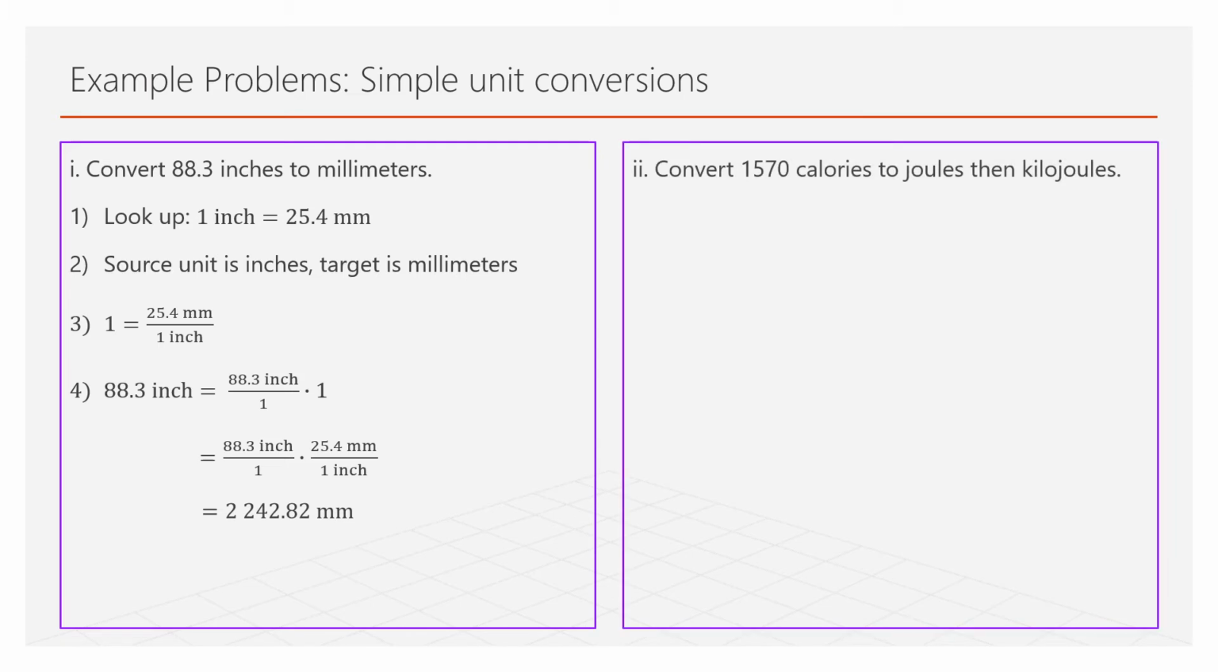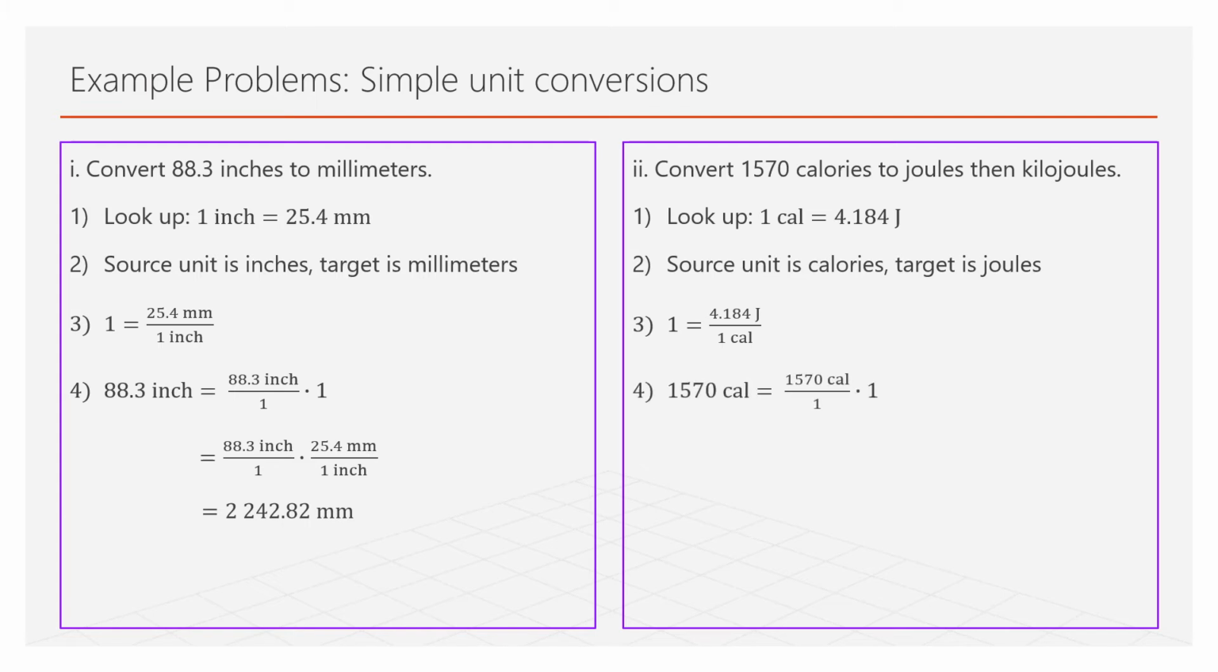The second example, convert 1,570 calories to joules and then kilojoules. So first we have to look up the equivalence relationship. That is that 1 calorie is equal to 4.184 joules. We then identify that the source unit is calories and the target unit is joules. We can then take the equivalence relationship and divide both sides by 1 calorie. And we get that 1 is equal to 4.184 joules divided by 1 calorie.